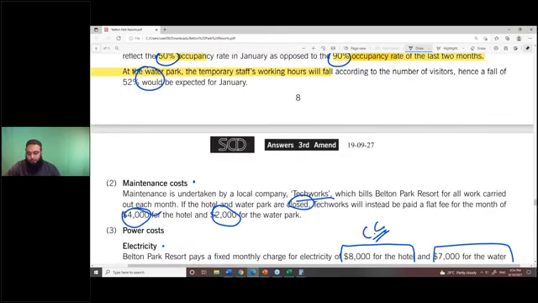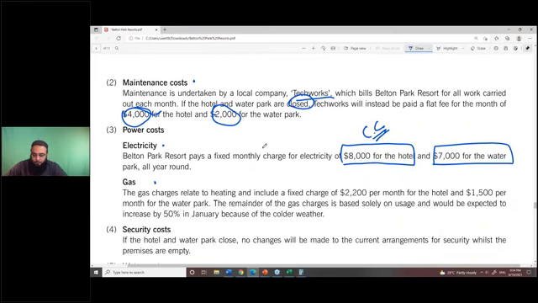Next, gas. The gas charge is related to heating and includes a fixed charge of 2,200 per month. So in this power cost of, what's the amount? 20,000, right? In this 20,000, 8,000 is the electricity and 2,200 is basically the fixed gas charge. So that also you have to bear at any cost. You don't have any option here to skip this one. So you remove these two, 10,200 cost. So you are left with the remainder.